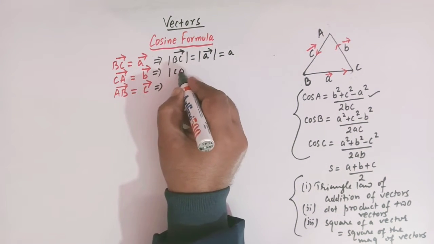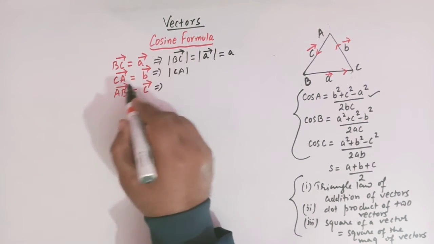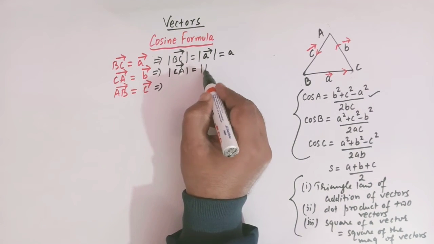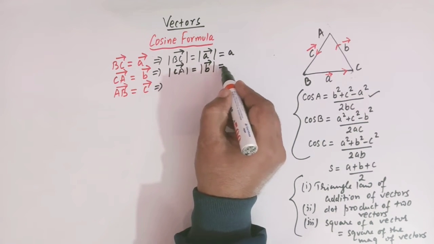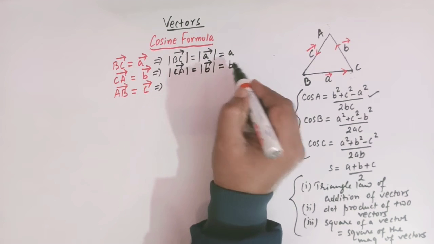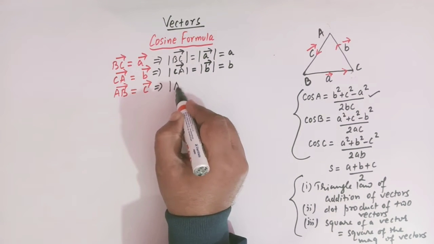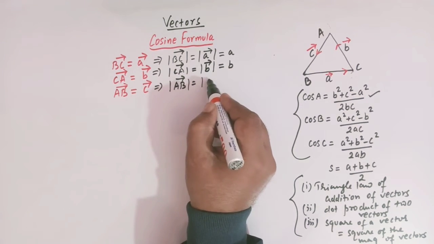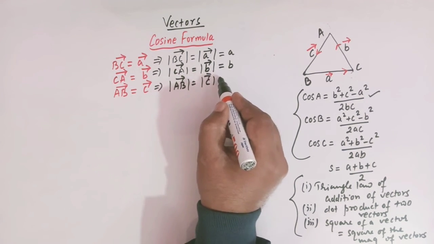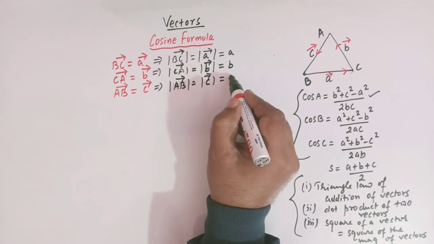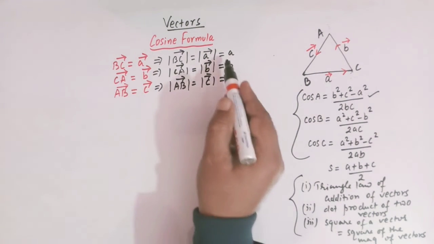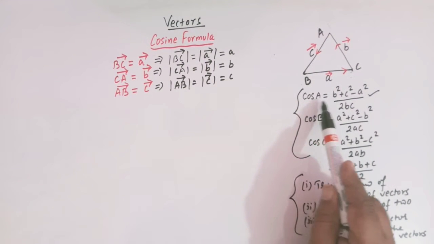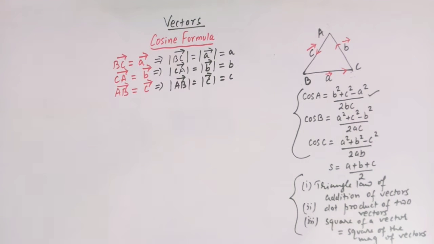Similarly, the magnitude of vector CA, the magnitude of b, can be written simply as b. And the magnitude of vector AB, that is the magnitude of vector c, can be written simply as c. So these are the notations which will be used to derive this formula.